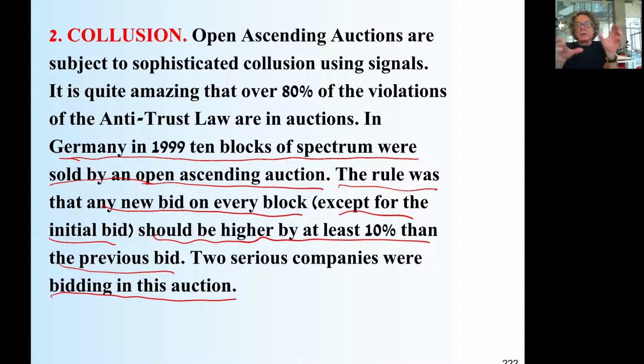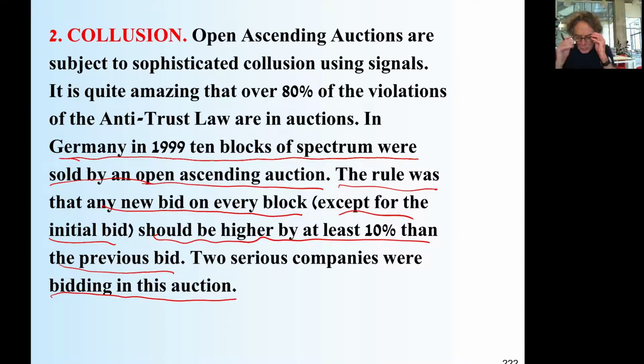In any case, let me repeat. There are 10 blocks, 1, 2, 3, 4, 5. The blocks are different locations in Germany, and you compete for a license of frequencies. If I bid, let's say, 1 million, and you want to outbid me, you have to put at least 10% higher, so 1,100,000. And if I outbid you every time, I should raise my bid by at least 10%. That was the rule. Ascending auction. So first of all, not too many compete, because of the ascending auction, you got very few.